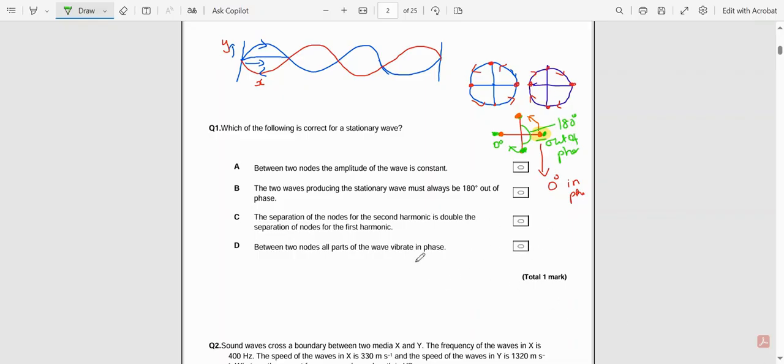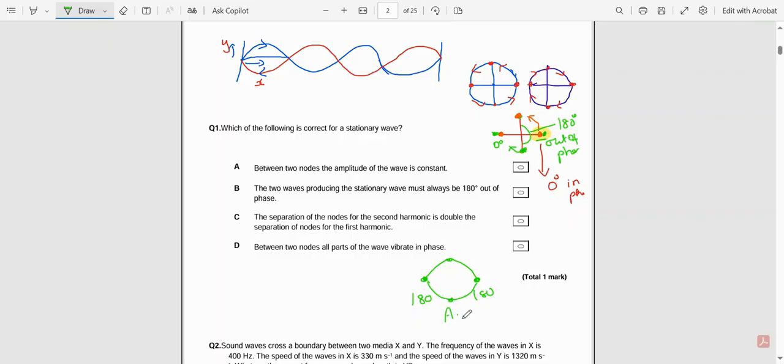So in the first case, out of phase will give a node. That is, 180 degrees will give a node, and 0 degrees will give an antinode. So what is an antinode? The maximum displacement. So this is also 180 degrees, this is an antinode.